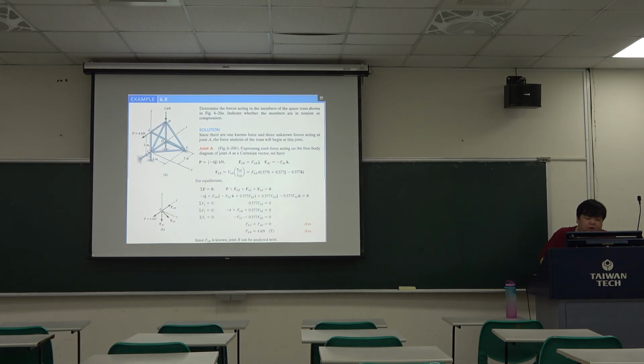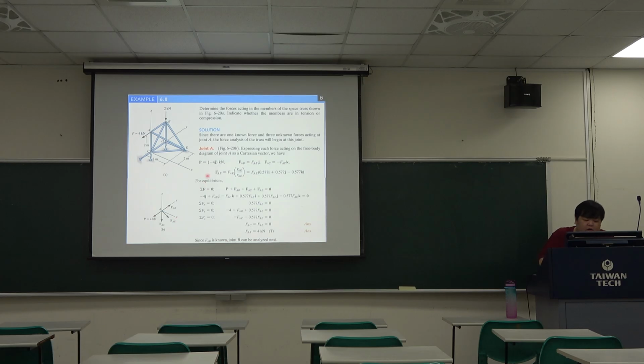Okay, so this is the example. Determine the force acting in the members of the space truss shown in this figure, and indicate whether the members are in tension or compression. In a three-dimensional problem, we can use the Cartesian vector form, then it is easy to calculate. So at joint A, we draw the free body diagram first. We have one force here and these three member forces, so we have four forces.